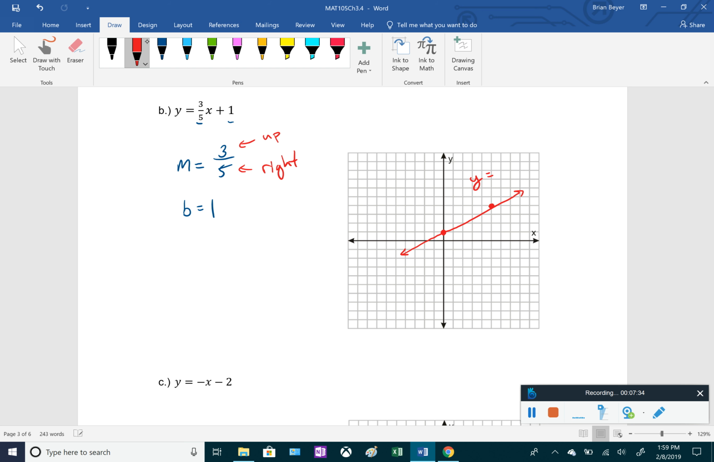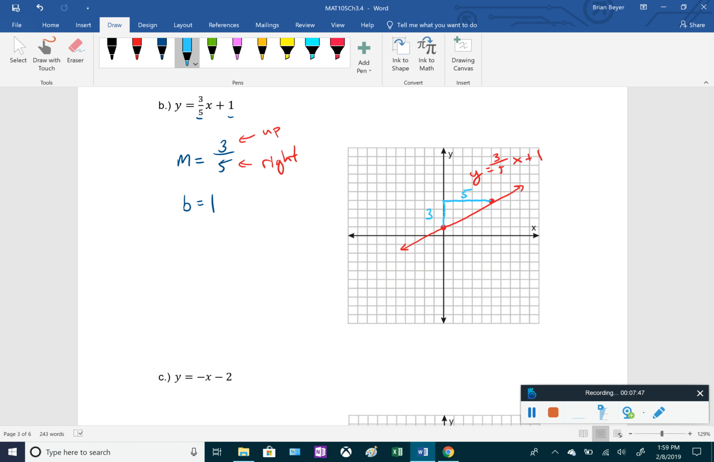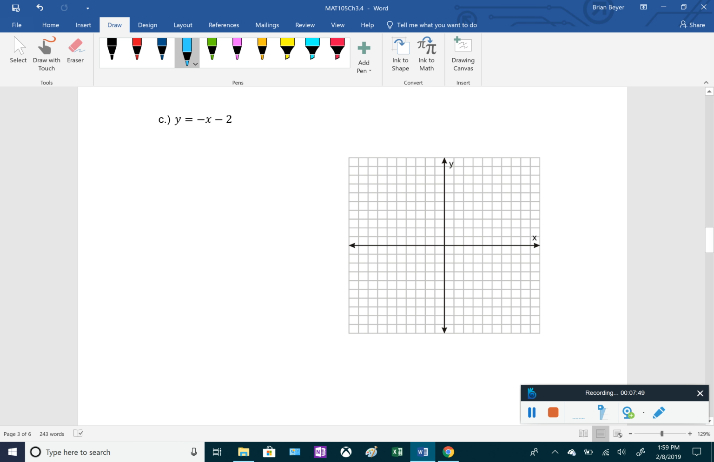And that's y equals 3/5 x plus 1. And I'll just label, this will be the last one that I label like this, but we go up 3 to the right 5. Okay, next one, y equals negative x minus 2. So for our slope, there's just a negative, which means it's negative 1. And our y-intercept is that negative 2.